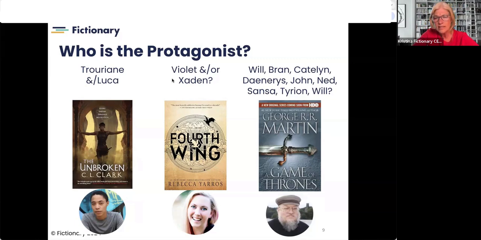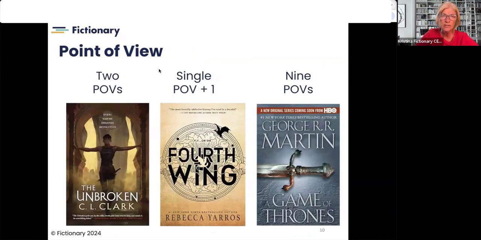And so the skeleton blurb is going to help you really see who your protagonist is. It's not as difficult to see your protagonist in a fantasy as it is in a romance. That's where it gets really tricky and people really struggle with who the protagonist actually is. So if we look at these, The Unbroken has 2 points of view, Terrain and Luca, through the whole book.